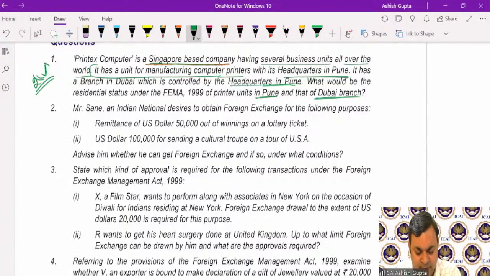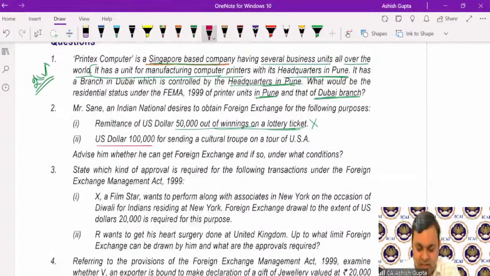Second question. Mr. Sen, an Indian national, desires to obtain foreign exchange for the following purposes. First, remittance of US dollar 50,000 out of lottery winnings on lottery tickets. No, that is not allowed. Current Account Transactions Rules, first schedule, first point, specifically prohibits remittance of lottery income to a place outside India. So that is not allowed.